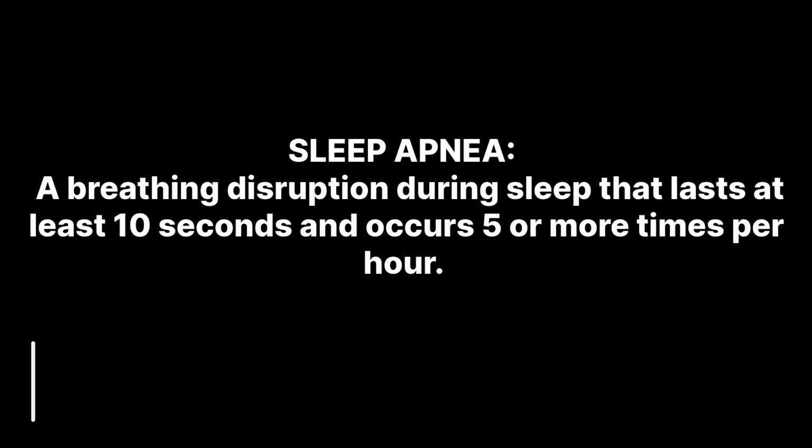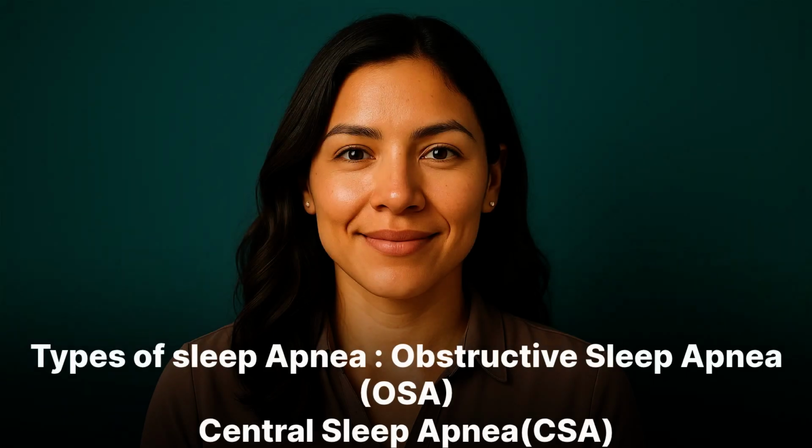Now let's talk about a common respiratory disorder: sleep apnea. Definition: a breathing disruption during sleep that lasts at least 10 seconds and occurs 5 or more times per hour. Types: obstructive sleep apnea, OSA, the most common type. The airway becomes physically blocked by relaxed muscles, the tongue, or the soft palate. Central sleep apnea: the brain fails to send the proper signals to the breathing muscles.